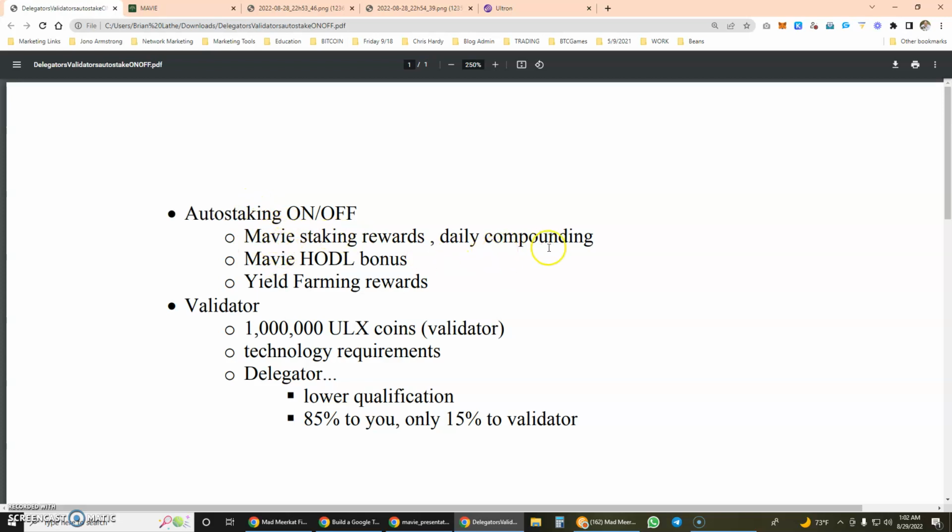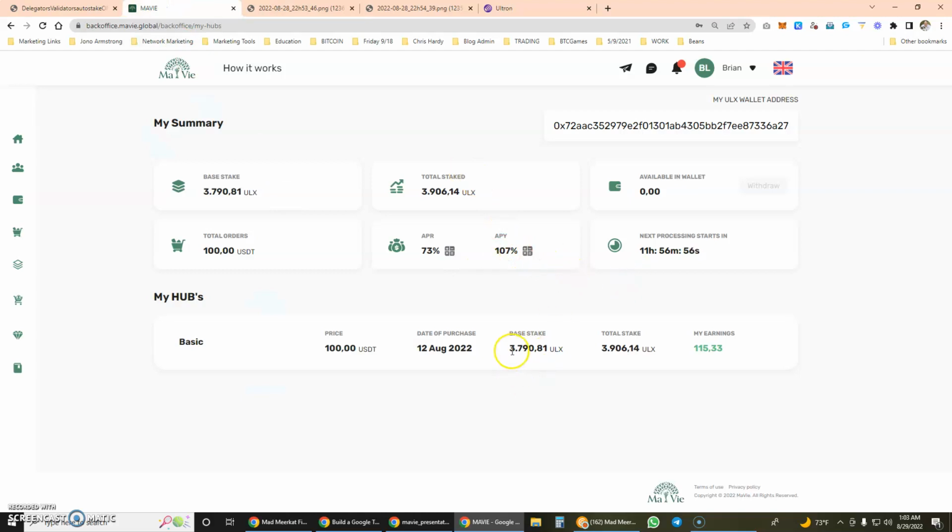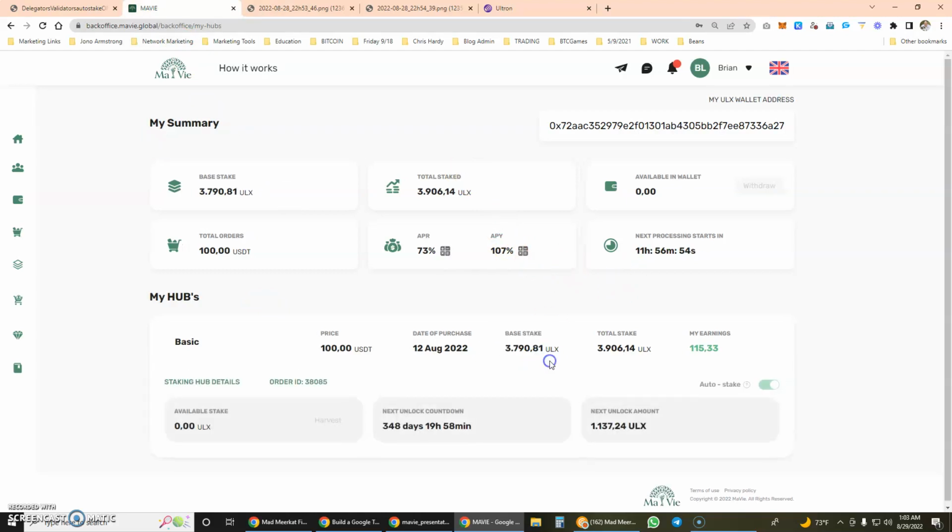Mavie staking rewards daily compounding, and that is the 0.2% that you're getting every day. This will show you your base stake when you first purchased, your date of purchase, and then the base stake. This is how many coins you got for this amount of USDT that you purchased that staking hub with. If you take that USDT and divide it by this, you'll know the price that you paid per coin. Now you have some earnings that represent the 0.2% per day, and this earnings is added to this to give you this total.